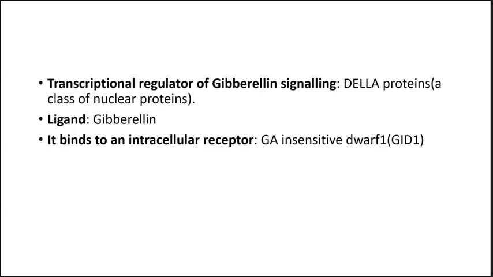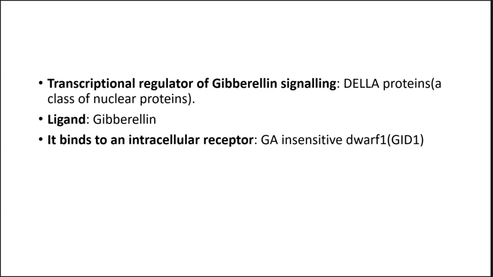Now, gibberellin signaling pathway. Every signaling pathway is associated with a receptor, ligand, then the activator or repressor. So let's start. In the gibberellin signaling pathway, the regulator or the repressor is the DELLA protein. The ligand is gibberellin and the receptor is GID1. Full form is GA insensitive dwarf 1, GID1.